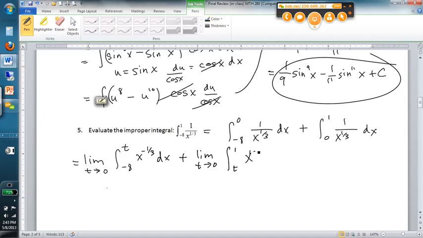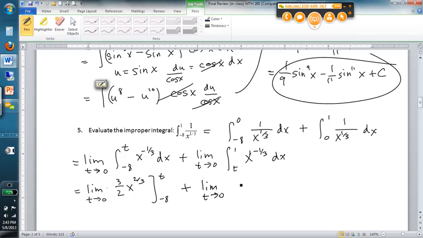And then the good news is that's a pretty easy little antiderivative, right? So I'm going to have the limits, t goes to 0. x to the minus 1/3, so the antiderivative would be x to the 2/3. So it'll be 3/2 times x to the 2/3, right? So negative 8 to t. Same thing over here. Limit as t goes to 0 of 3/2 x to the 2/3, t to 1.